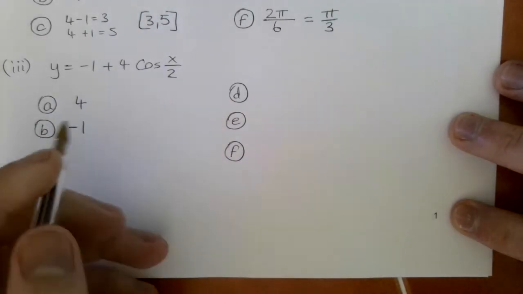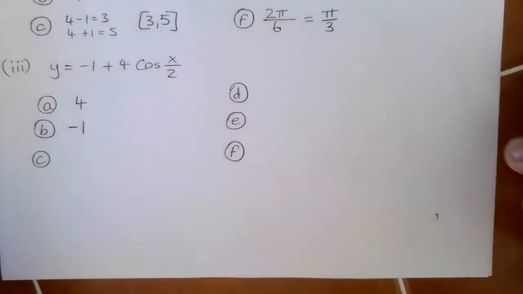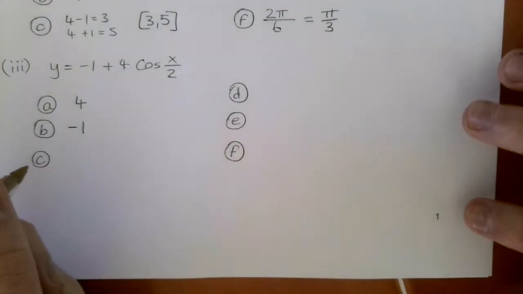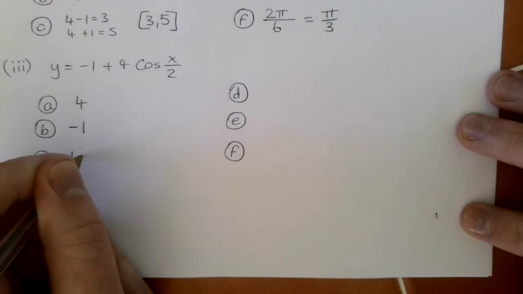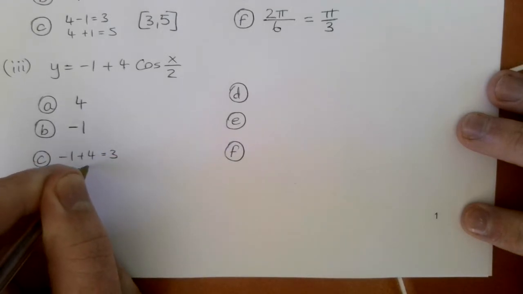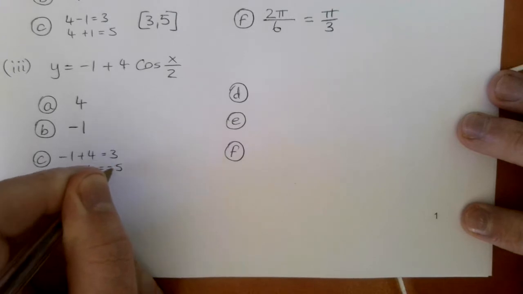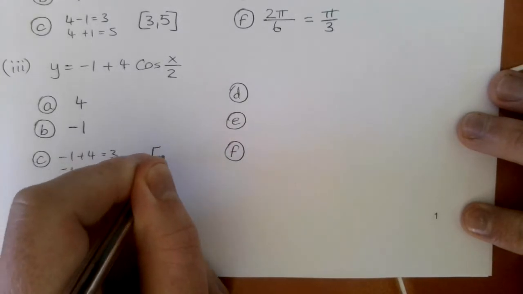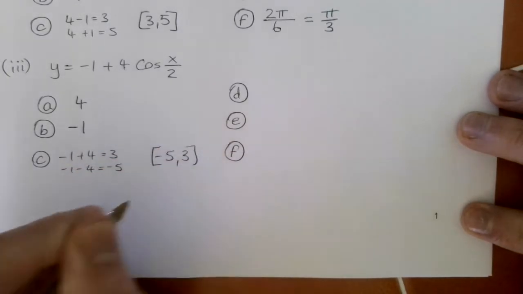Then we have the range. Okay, so it's going to be 4 in front of this. So it's going to be plus or minus 4 from the minus 1. So it's going to be minus 1 plus 4 for the highest point, and minus 1 minus 4 for the lowest point, which is minus 5. So the range of this one here is between minus 5 and 3.